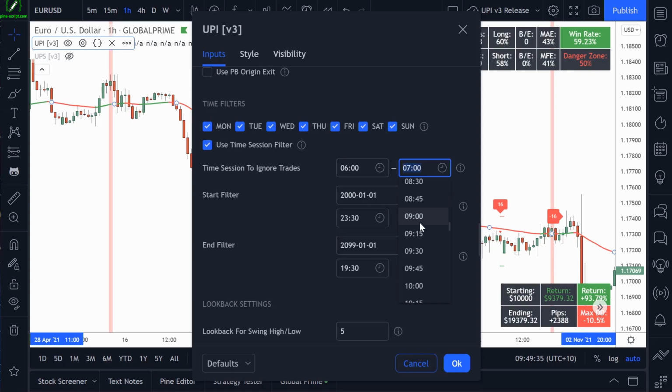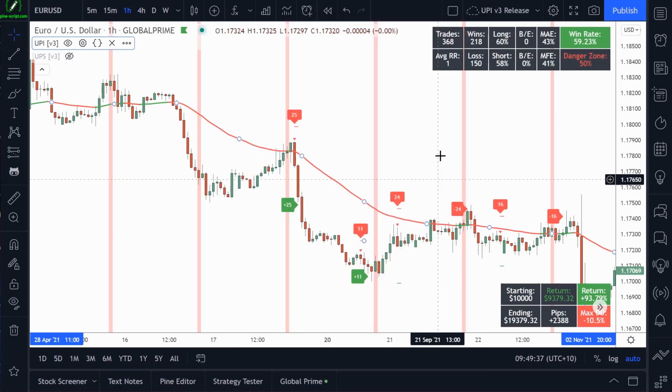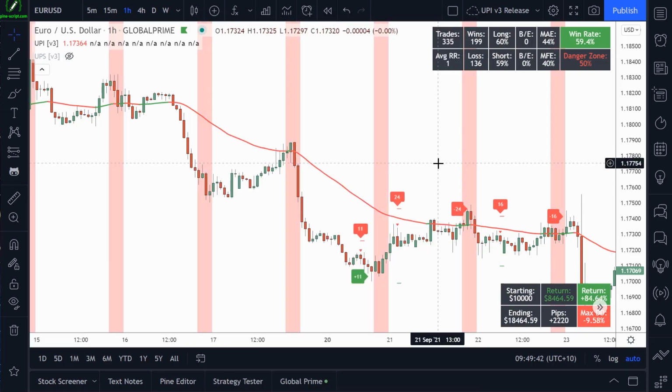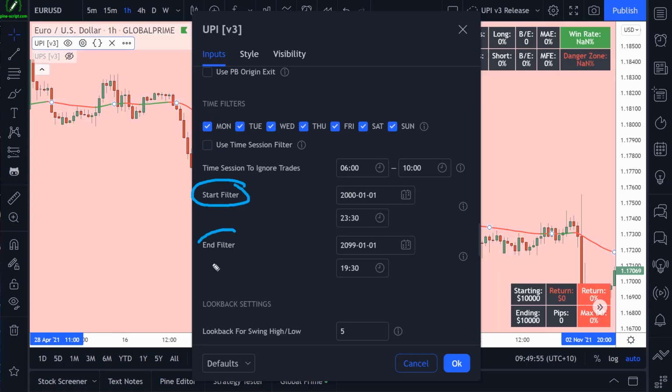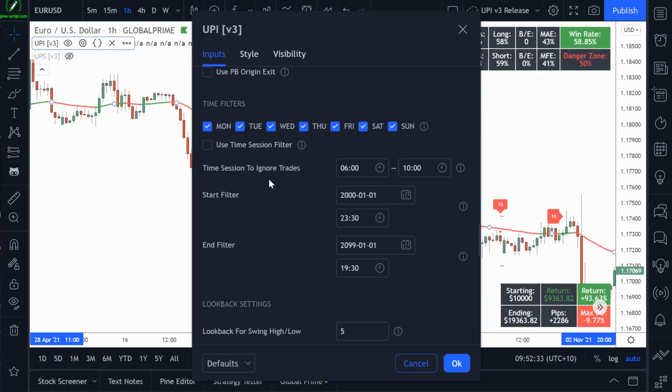So for example, if I don't want to trade from 6 a.m. to 10 a.m., I can set that up like that. And now any of these red zones are ignored by the script. And then the final time filter we have to work with here is our date filters. So this is our start and end filter. By default, it's kind of disabled only because I've set the start filter so far back.